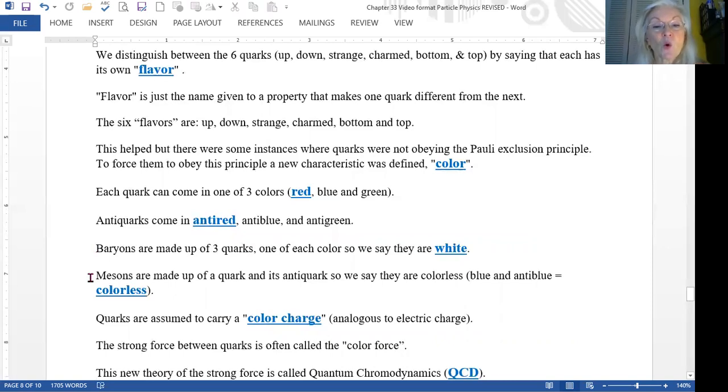Mesons are made up of a quark and its antiquark, so they are colorless because blue and anti-blue would be colorless, just like red and anti-red would be colorless. Quarks are assumed to carry a color charge, which is similar to an electric charge, but different. The strong force between quarks is often called the color force.